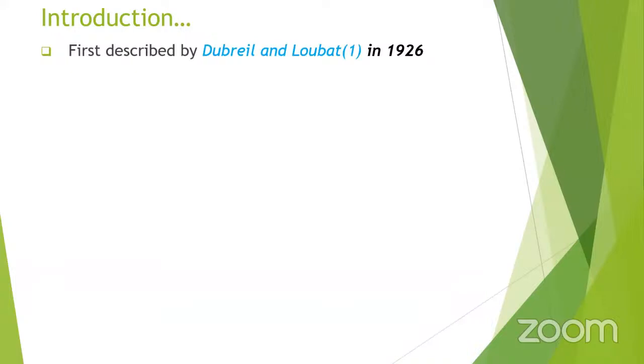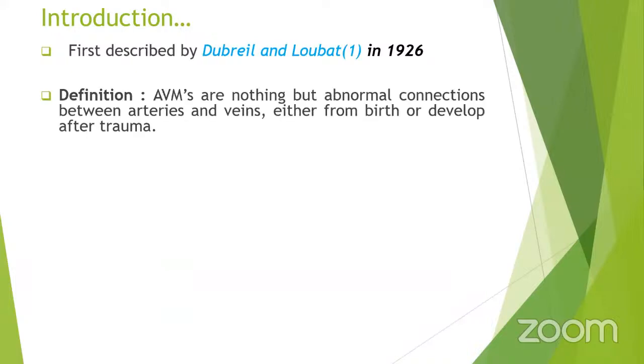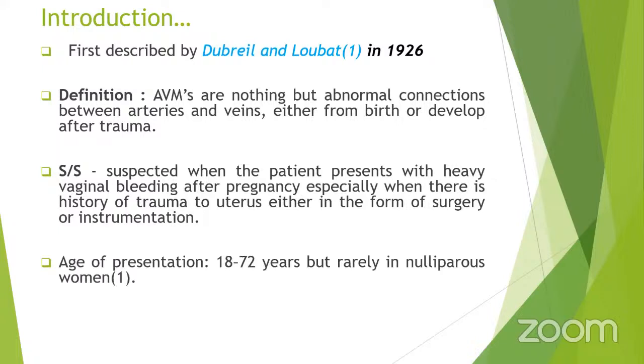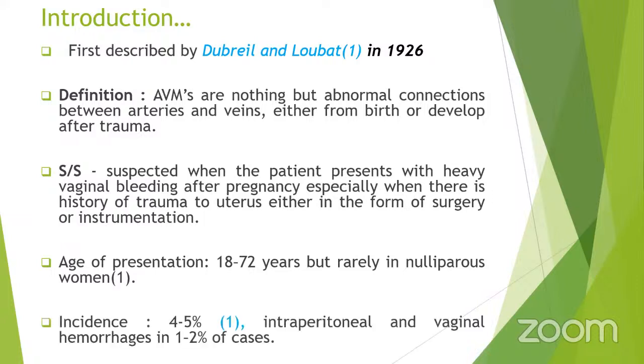In introduction, it was first described by Dubrel and Lobert in 1926. Definition: AVMs are abnormal communication or connection between arteries and veins, either from birth or developed after trauma. Arteriovenous malformation is suspected when the patient presents with heavy vaginal bleeding after pregnancy, especially when there is history of trauma to the uterus, either in the form of surgery or instrumentation. Age of presentation is from menarche to menopause, anytime, usually 18 to 72 years, but rarely in a nulliparous woman.